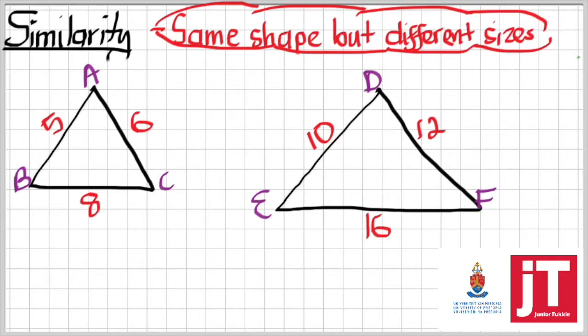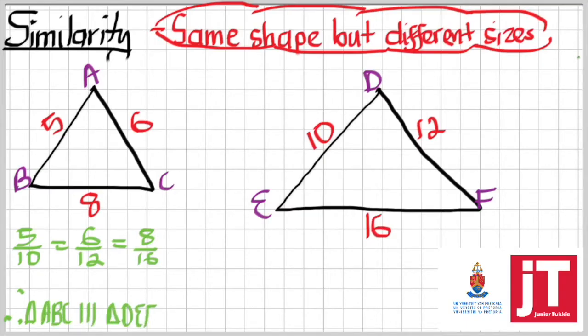We can write the following statement: 5 over 10 is equal to 6 over 12, which is equal to 8 over 16. The conclusion is that, therefore, triangle ABC is similar to triangle DEF. But the reason this time around is that the sides of the triangles are in proportion.